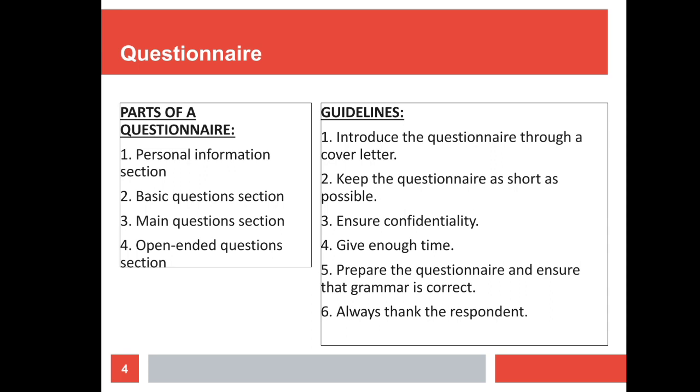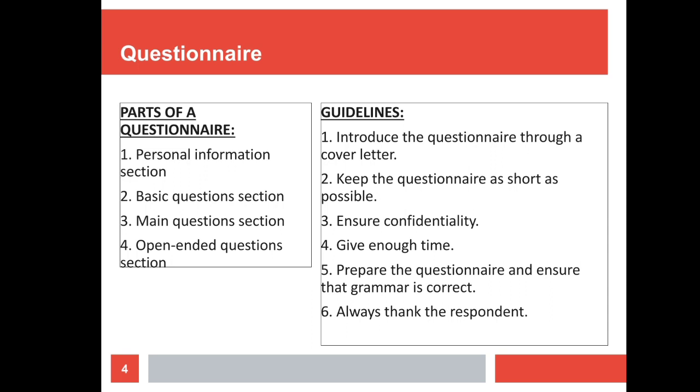Number five, prepare the questionnaire and ensure that grammar is correct. Now, why is this important? Mainly because you are not there to defend your questionnaire. You need to understand that the questionnaire should be very simple to understand, and very easy to comprehend. Every question should be very black and white, or very topic or information specific.